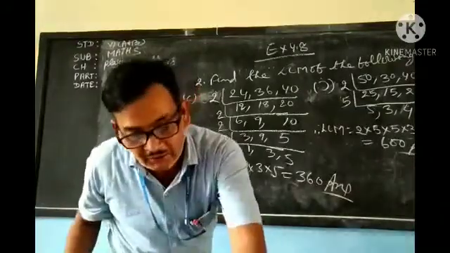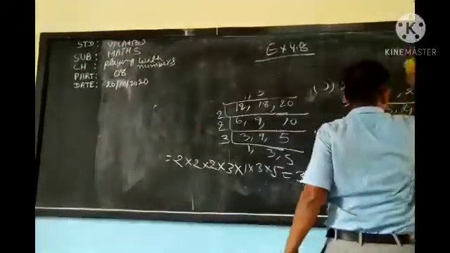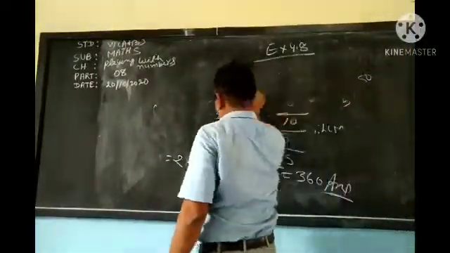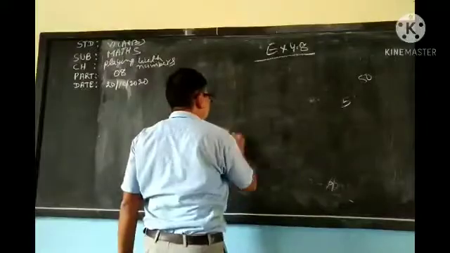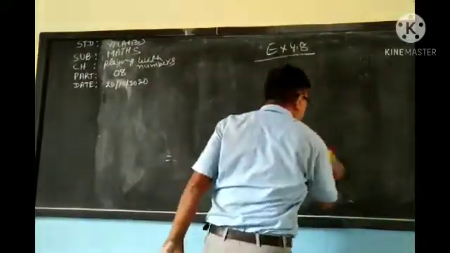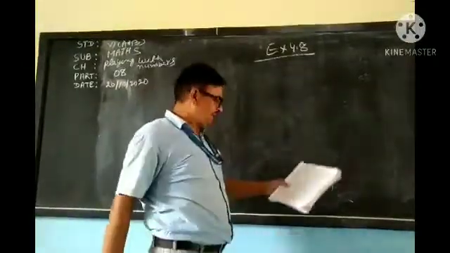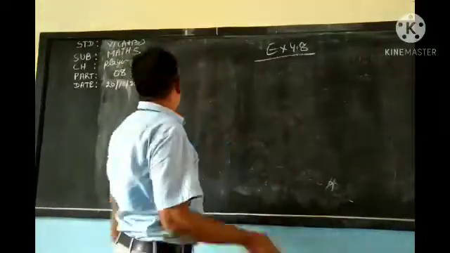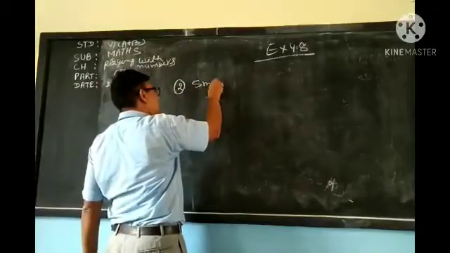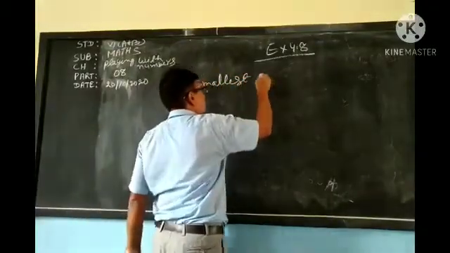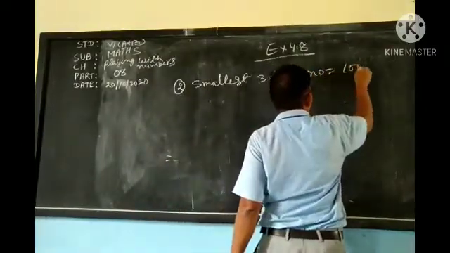Now my dear students, question number second. The question is: find the smallest 3-digit number which is divisible by 6, 9 and 12. So my dear students, what will you do in this one? First you write the smallest 3-digit number. That is equal to 100.